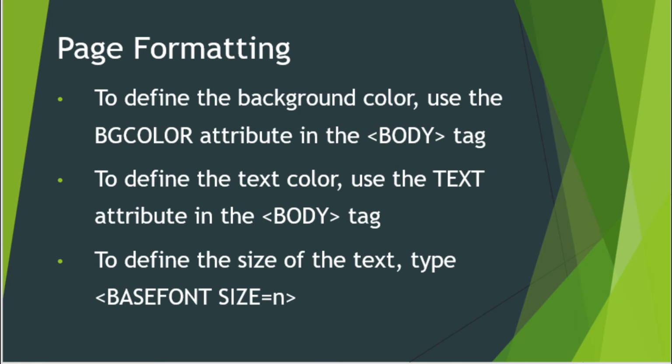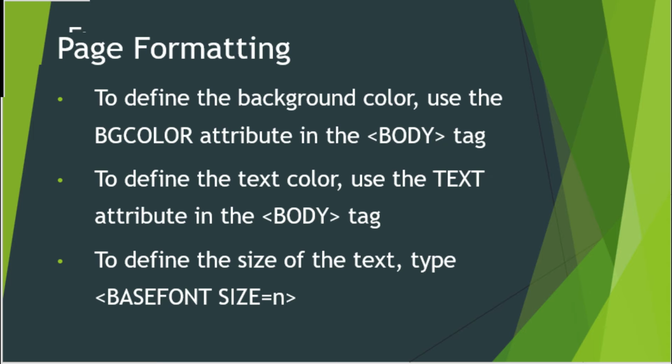In the page formatting section, we have to define the background color. We can set the background color using the bgcolor attribute. That attribute is defined inside the body tag. In HTML elements we can set the background color of the web page by using the attribute name bgcolor. The bgcolor attribute should be defined inside the body tag.